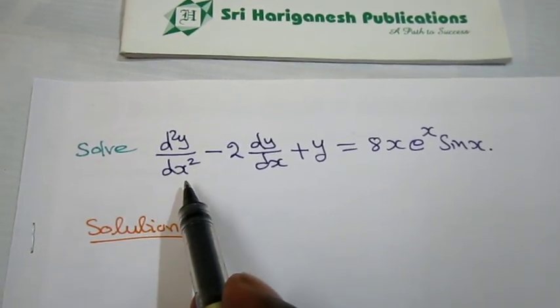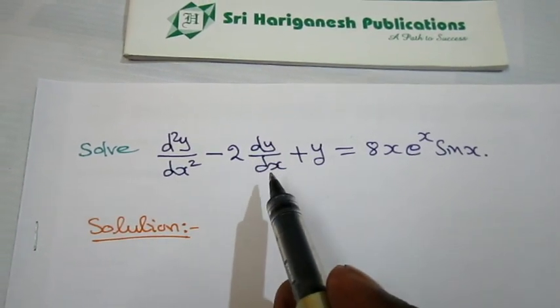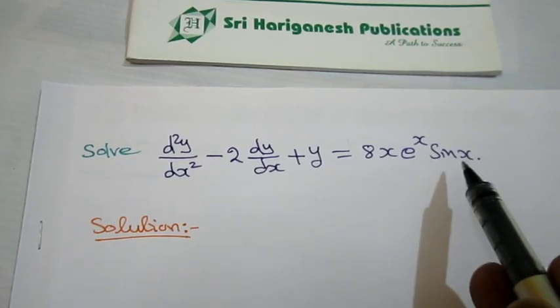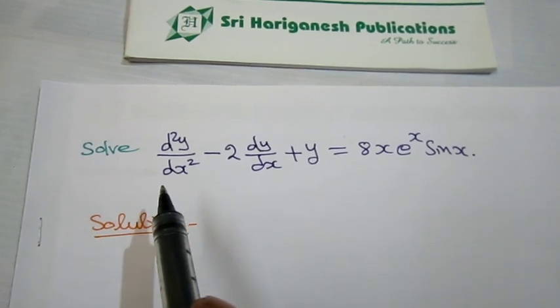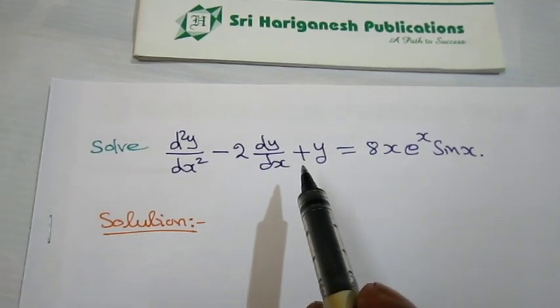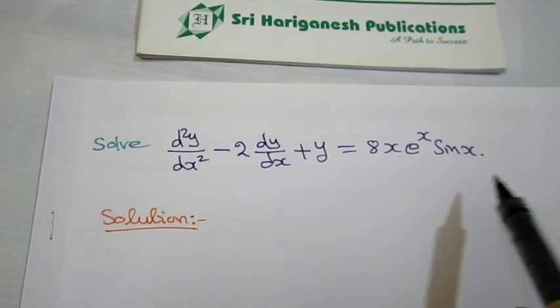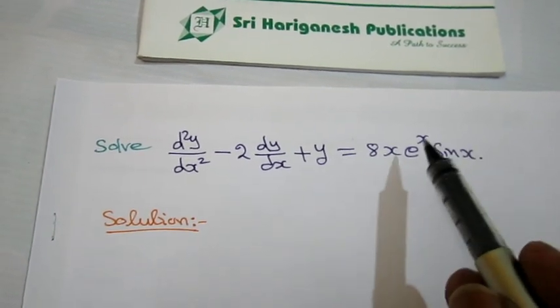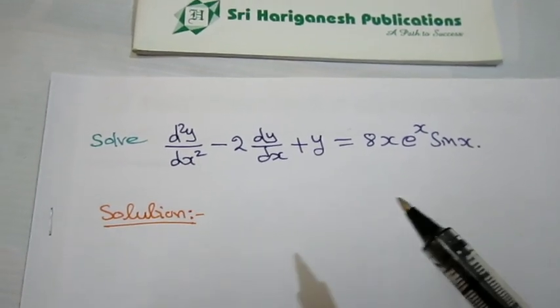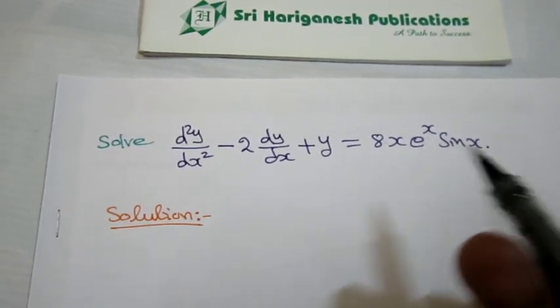d square y by dx square minus 2 dy by dx plus y equal to 8x e power of x sin x. So this is the differential equation with constant coefficients. But on the right hand side we have some different functions. First, you convert it into standard form, that is, in terms of capital D.